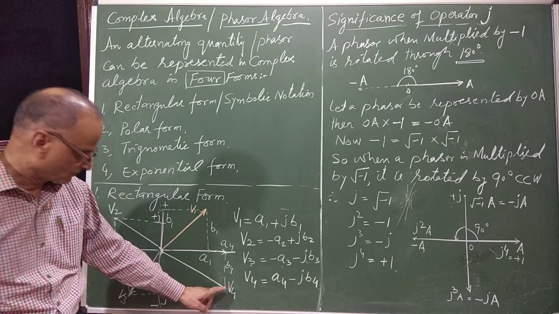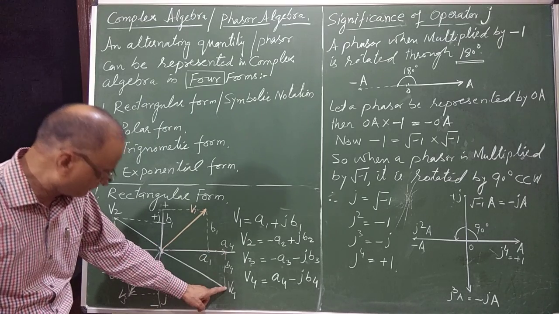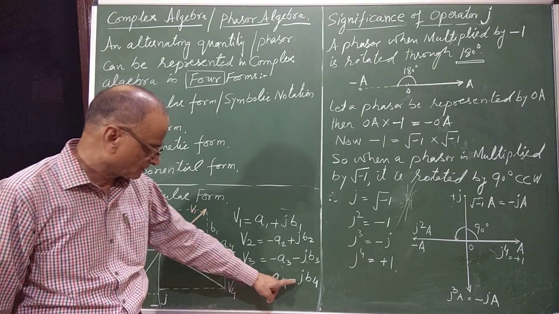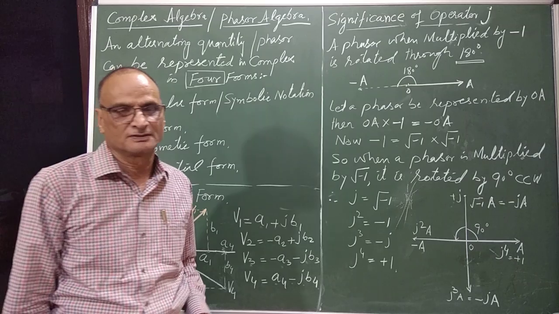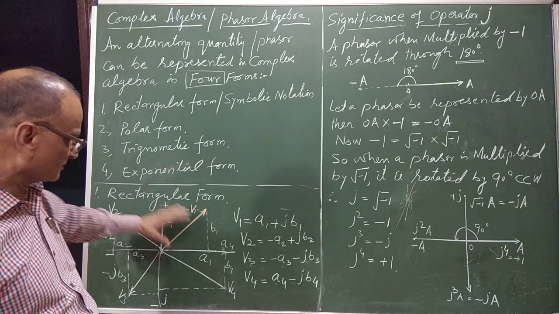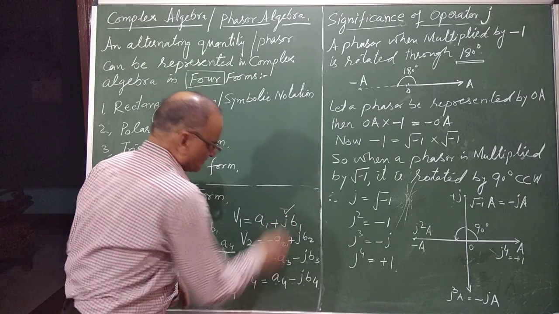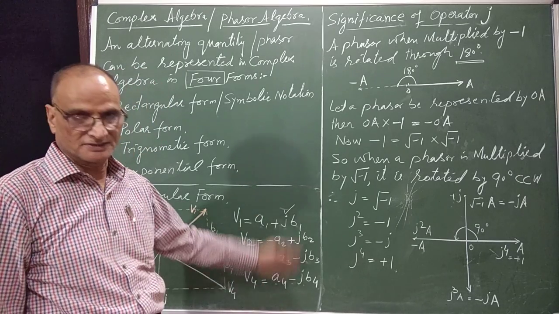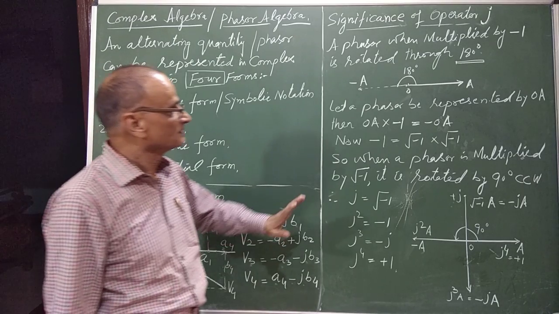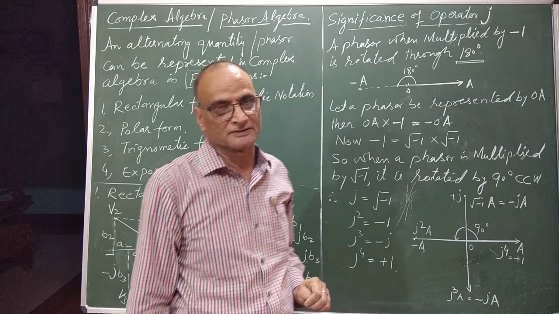Similarly, V4 has two components, A4 and B4. A4 is positive, B4 is negative. So A4 minus jB4. So you have seen that in this rectangular form there is one operator j. Now we will discuss in detail what this operator j is, why we denote this axis by operator j. So we will discuss the significance of operator j.